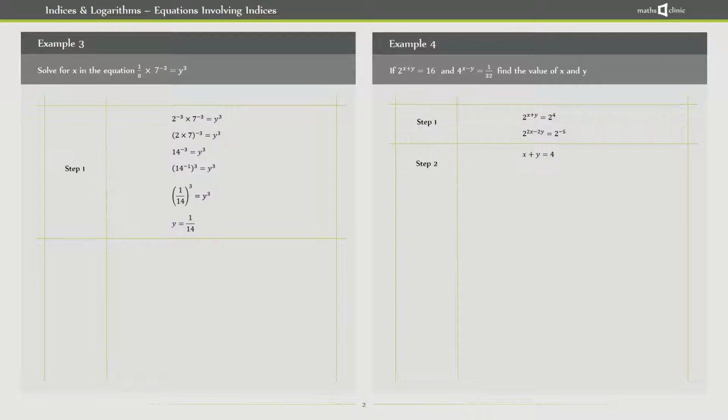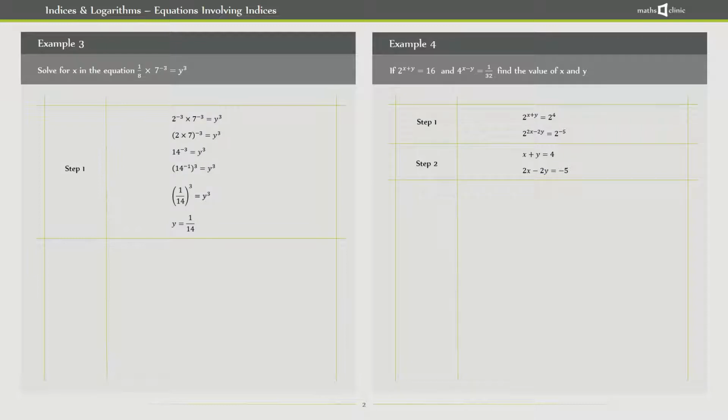So step 2 will tell us that from the first equation, 2 to the power of x plus y equals 2 to the power of 4, we have x plus y equals 4. And from the second equation, 2 to the power of 2x minus 2y equals 2 to the power of minus 5, we have 2x minus 2y equals minus 5. And what we have here is a pair of simultaneous linear equations.